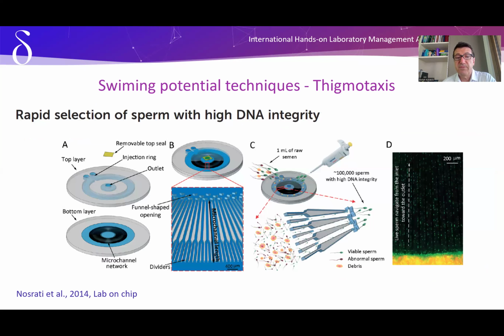This is a very similar technique with a commercially available microfluidic device. In fact, there is a plate with a set of different channels, and the sperm are allowed to swim through these channels, and they are selected based on rheotaxis. The sperm from the outlet showed a high DNA integrity level.